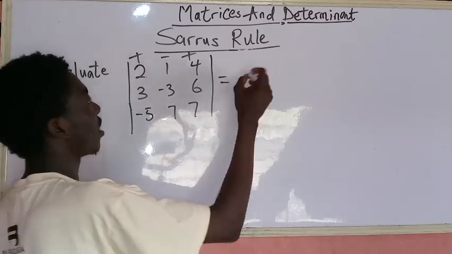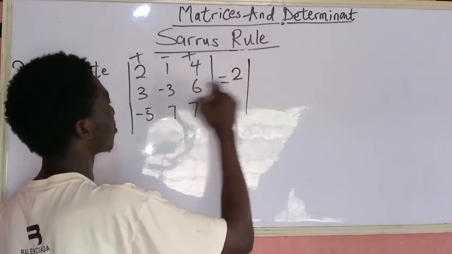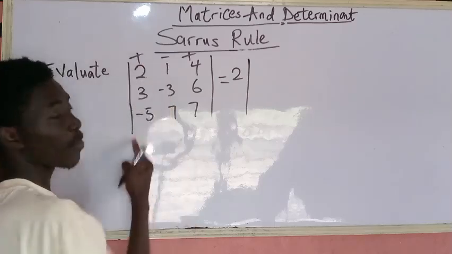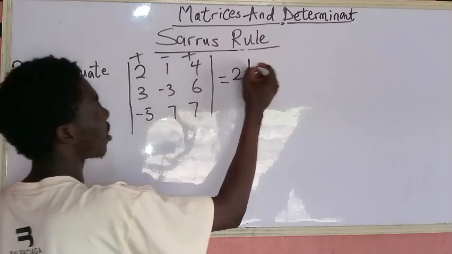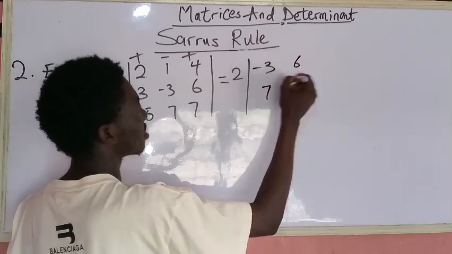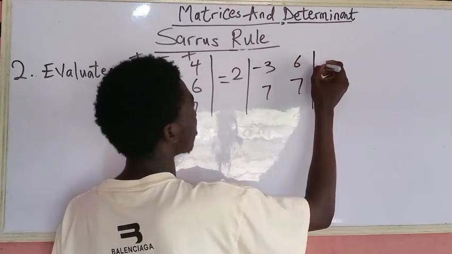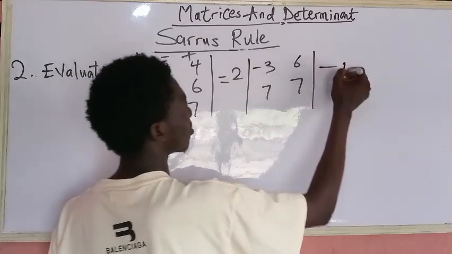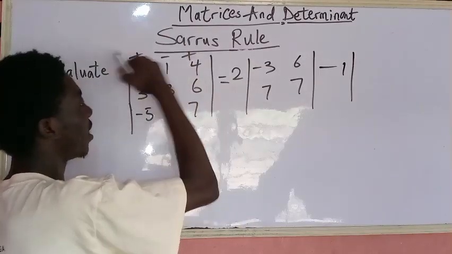So I start with the 2 here. I have 2, so 2 blocks this column and this row. So I'll be left with minus 3, 7, 6, and 7. Next, I've got minus 1. Minus 1 blocks this column and this row.